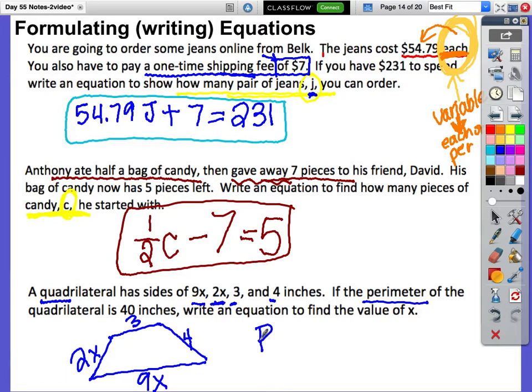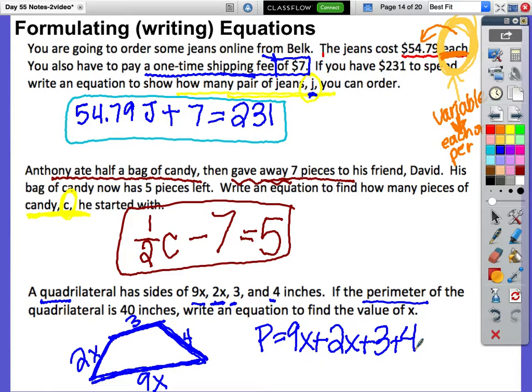Perimeter. Perimeter means the outside of a figure. That is so very important that you know that. It should just be secondhand knowledge, that as soon as you snap your fingers, you'll know perimeter just means to add up all the sides, and that's how you find the perimeter.